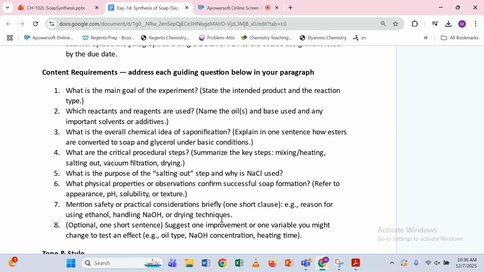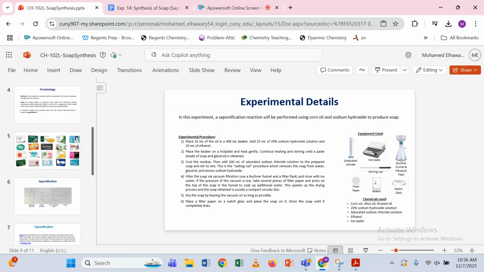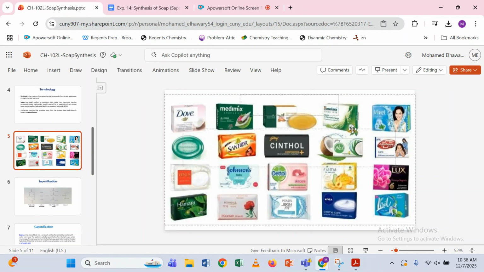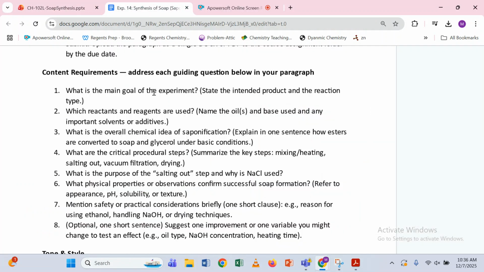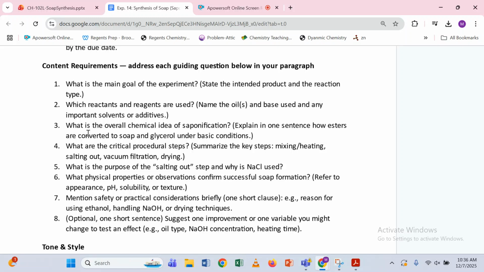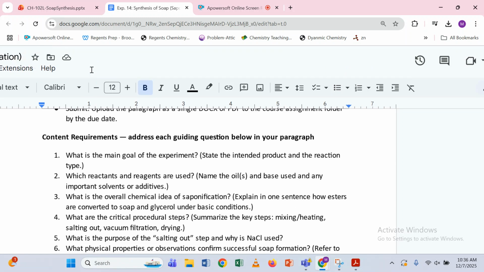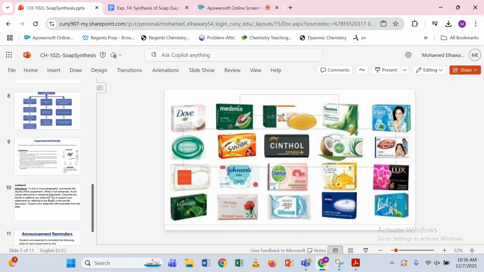What you could do as well, if we go back and you look at all these companies, you can pick a soap company and also talk about how this particular company is producing its particular soaps. You can also add that to your paragraph and submit your assignment by next week.